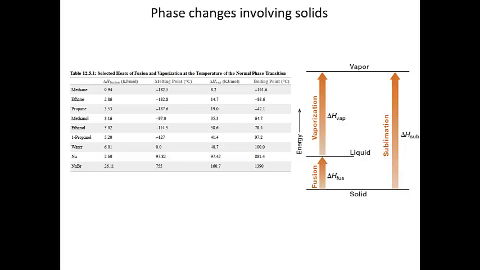The phase changes can actually be added together. That is, you can look at fusion, solid going to liquid, and liquid going to vapor. Those together are the same thing as taking a solid directly to a vapor, which is the heat of sublimation. One of the things to note is that if you can actually measure the heat of sublimation for a solid, it isn't always equal to the heat of fusion and heat of vaporization added up exactly.